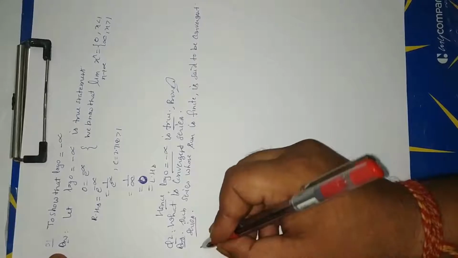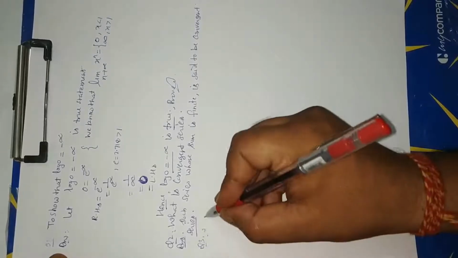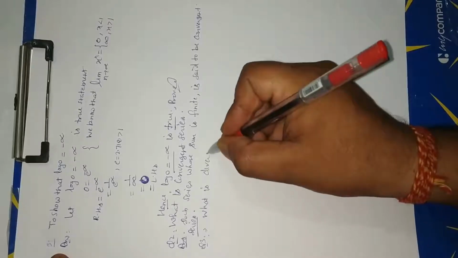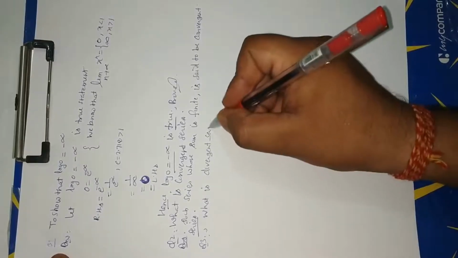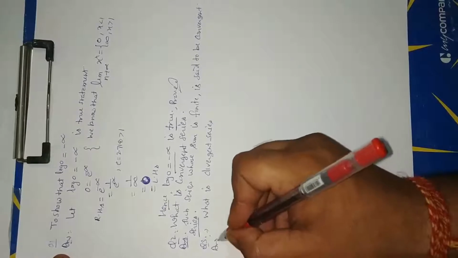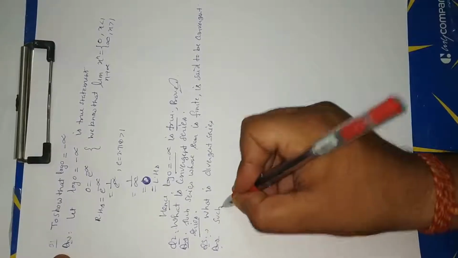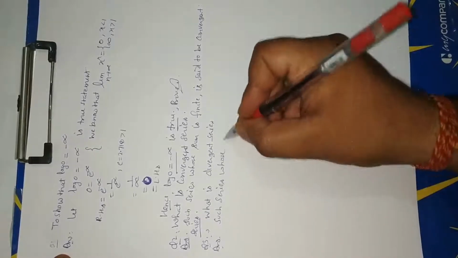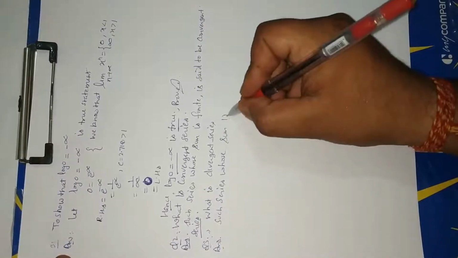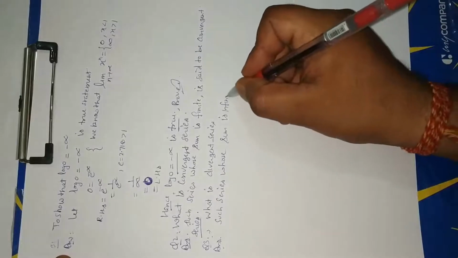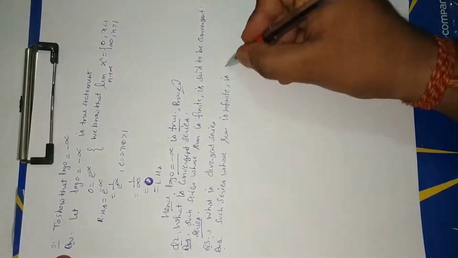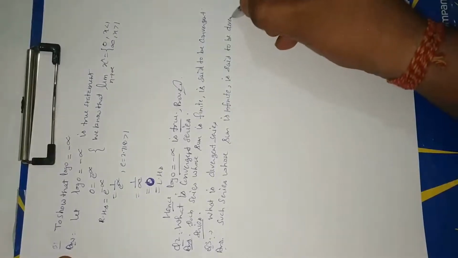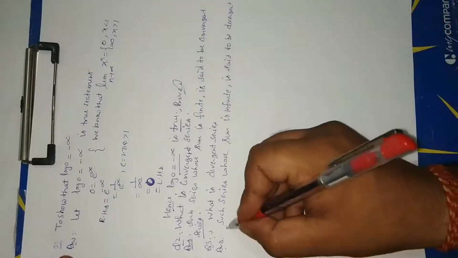Now next question, question number 3. What is a divergent series? Answer: such a series whose sum is infinite is said to be a divergent series.